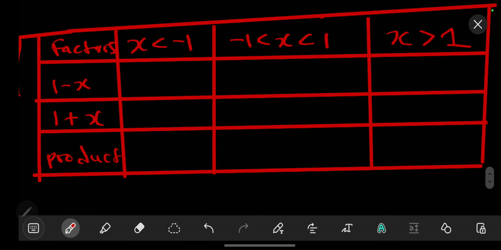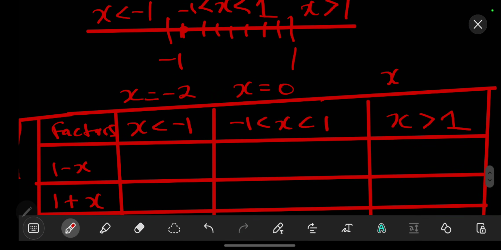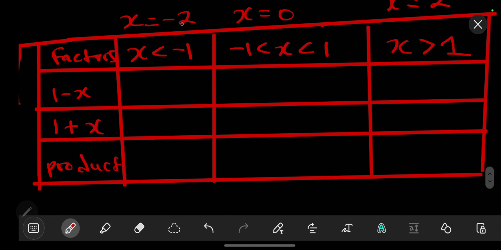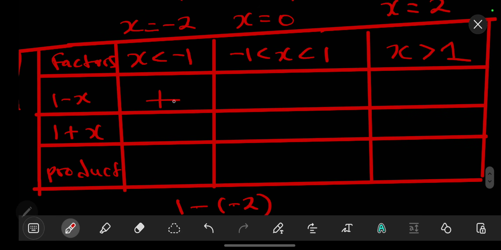Finally, if x is less than negative 1, it could be negative 2 or negative 3 if you want. From negative 1 to 1, x could be equal to 0. If x is greater than 1, it can be equal to 2. Let's replace. When we put 2 there, we are going to have 1 minus negative 2, so this is going to give us 1. This times this, we have positive 2, which will give us a positive 3. So let's write our positive there.